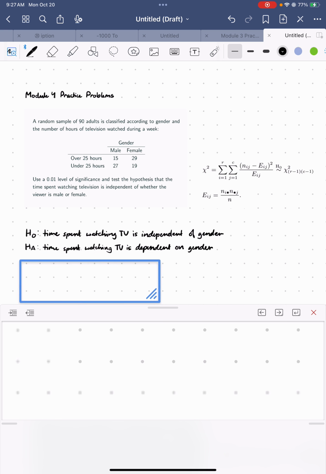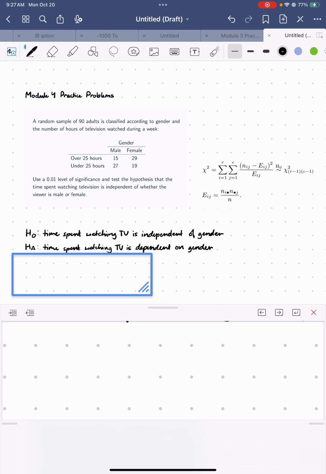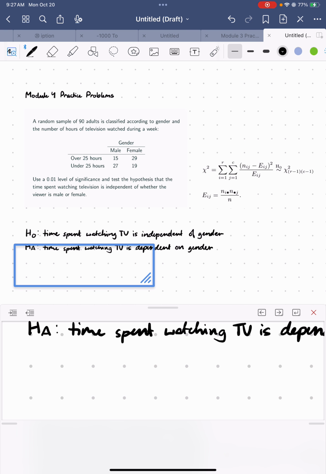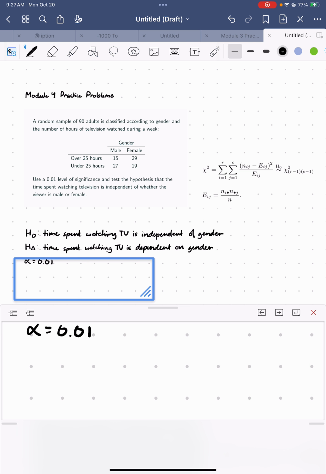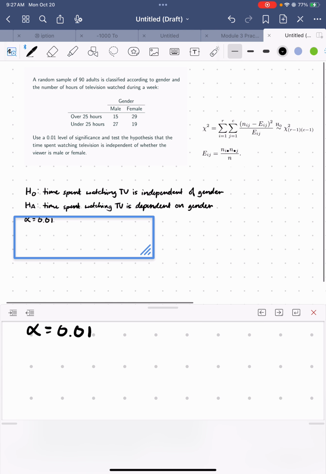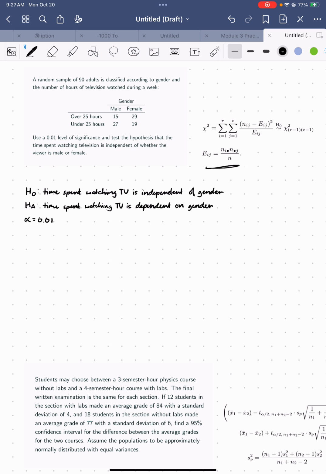So we have our hypotheses, and then we can write down our alpha value. And now we can calculate our expected values. So we see the formula for expected values is right here. So that's where we basically get our counts for our columns and rows, and we multiply them and then divide them by the total count.